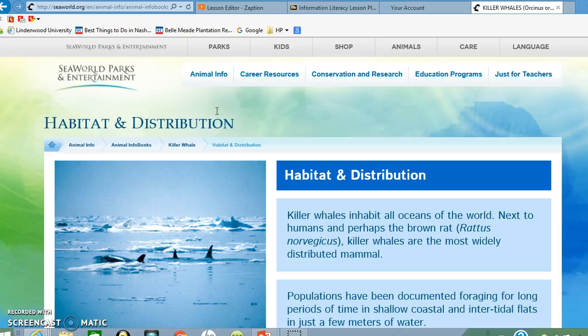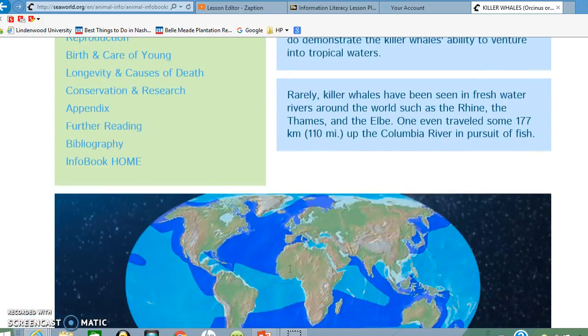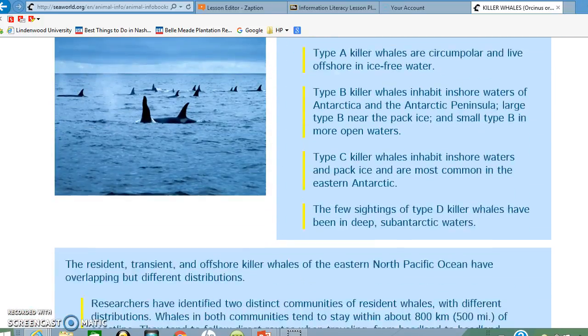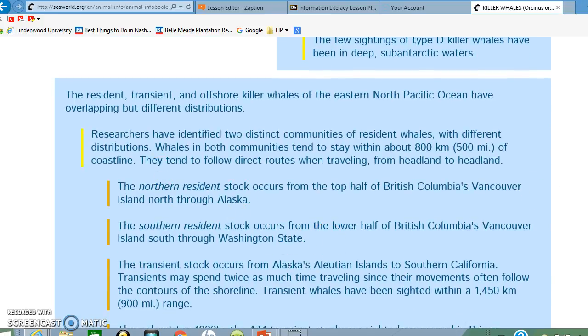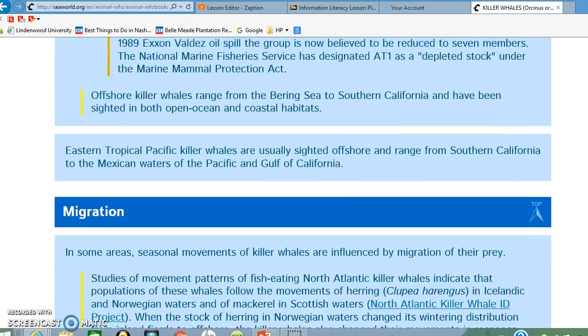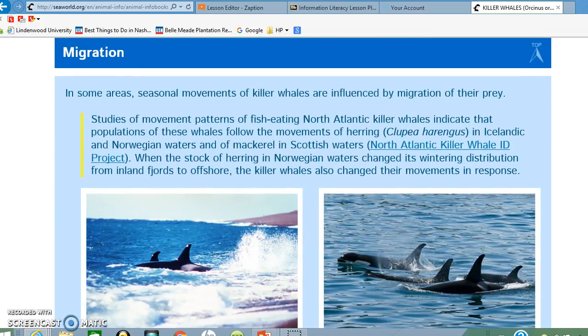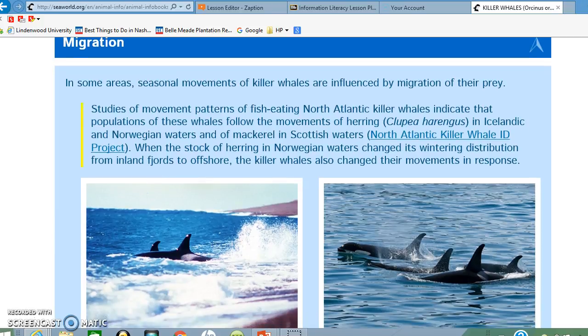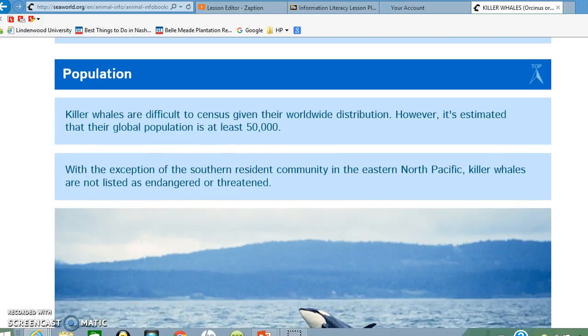Looking for biases next. We saw that there were facts listed here. Go down a little more, and see if there's anything that tells us that there's an opinion. And I don't see anything much. I see information about migration, but nothing that says an opinion. So we're good on that.